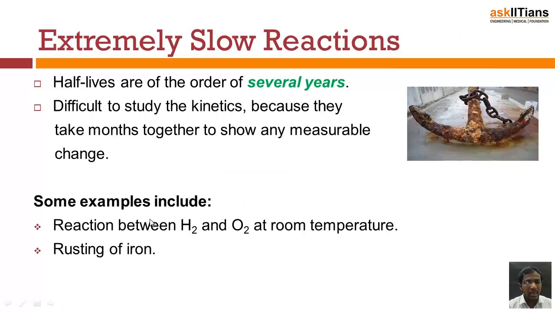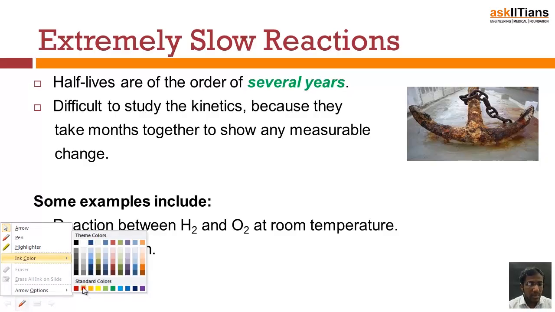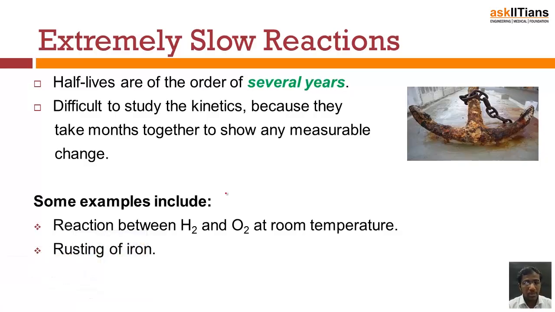And the second class of reactions is extremely slow reactions. These reactions will take months, years together to show any measurable change. One example is rusting of iron, where the iron or steel reacts with oxygen in the presence of moisture, and rust is formed. It is a very slow reaction which will take months or years.